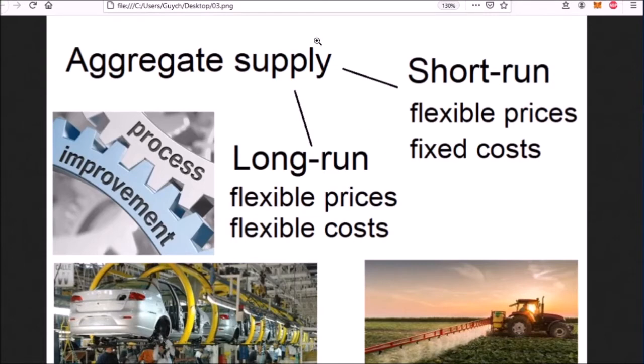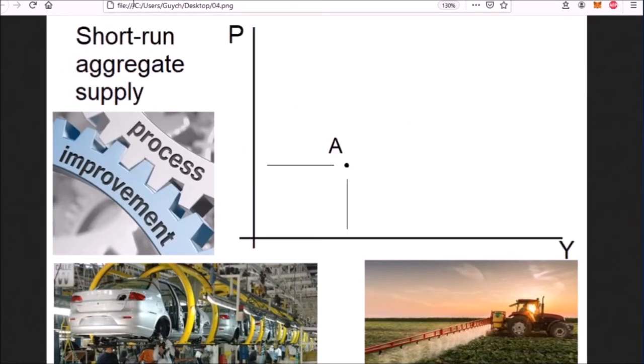So, as I mentioned, we will actually have two supply curves, one for the short run and one for the long run. Let's start with the one for the short run aggregate supply curve. Similar to the supply and demand model in economics, we'll have the price level on the vertical axis.